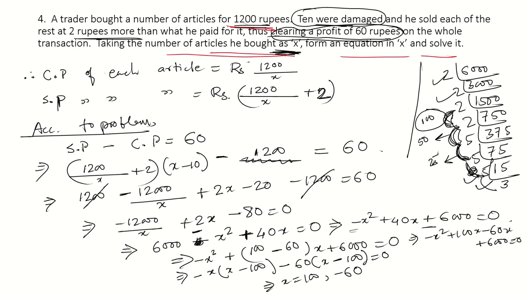Now can x become minus 60? You see, the number of articles he bought is x, so x can never be minus 60. Since it's a number of articles, x cannot be negative, therefore x equals 100. That is your answer. So the number of articles he bought is 100.